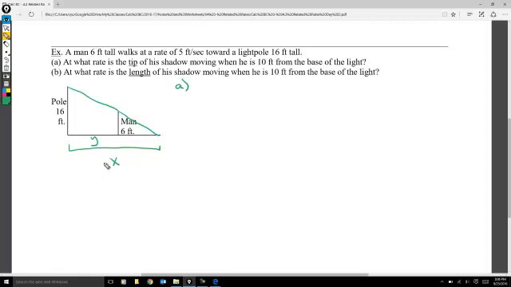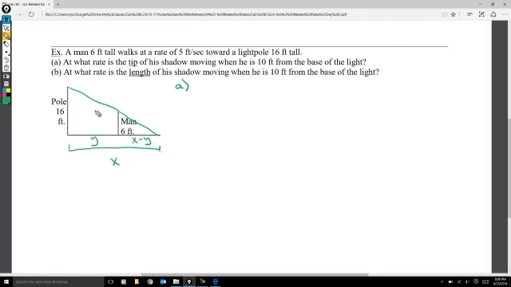So again, I labeled the entire distance, from the pole to the tip of his shadow, x, and the distance between the pole and the man, y. That means that the distance between the man and the tip of his shadow is x minus y, right? So total distance minus this little bit over here. Okay, that's how I labeled this.